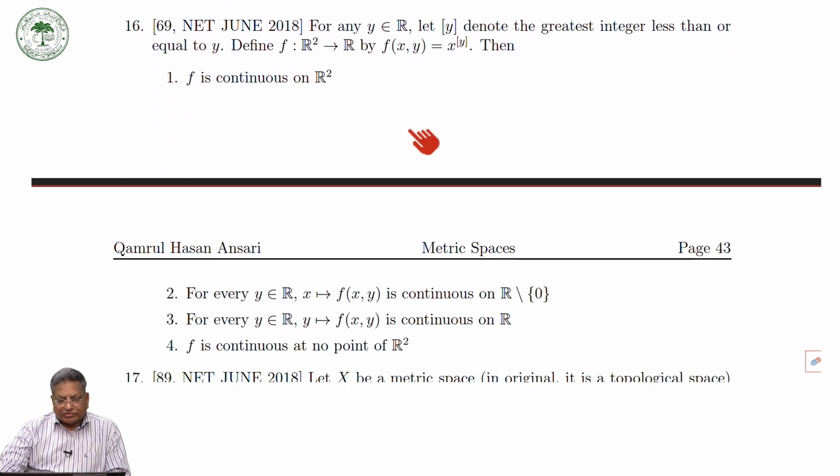The next question: for any y in R, this denotes the greatest integer less than or equal to y. Define a function f from R2 to R by f(x,y) is equal to x raised to the power floor of y. Then f is continuous on R2.